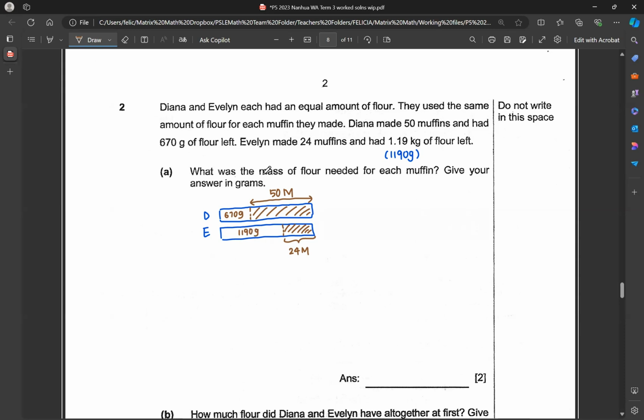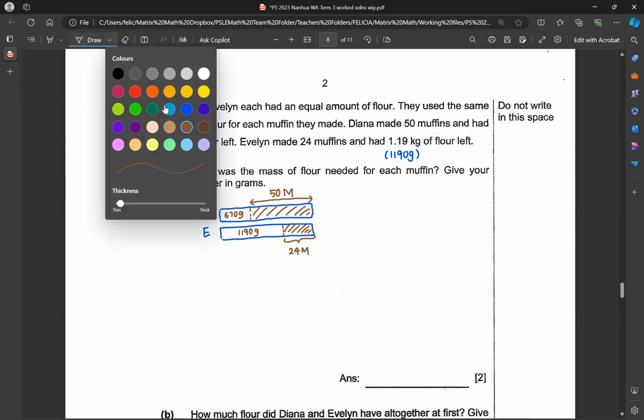Okay, so my model is done. So I hope from here you are able to observe something. If you manage to observe this dotted line to this dotted line, this gap here, this gap basically is the difference between the two muffins that they made, and it's also the difference between the unshaded parts, which is also the difference between the leftover flour. All right, so we're going to find the difference between the shaded muffins first.